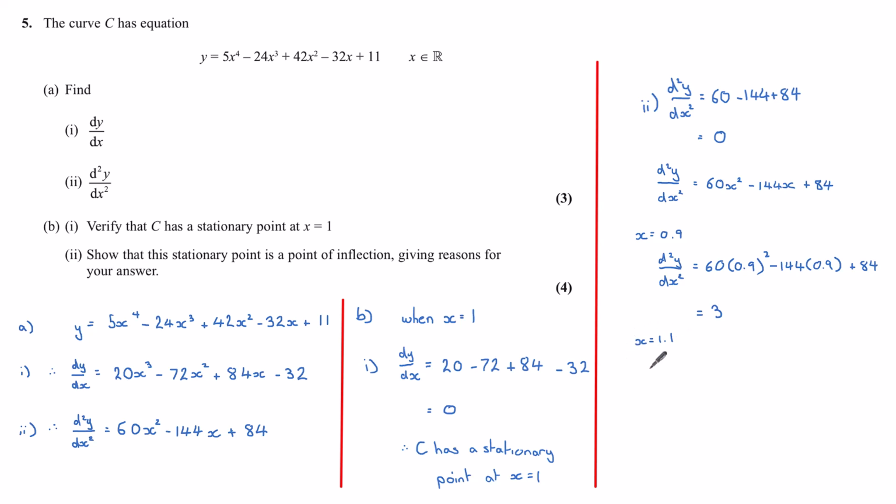So if we substitute x is 1.1 into our second derivative, we get 60 lots of 1.1 squared minus 144 times 1.1 plus 84, which does indeed give us a negative value, which shows the curve to be concave down after our point. Given the 0 value for the second derivative and the concavity change, this means that C is indeed a point of inflection when x is equal to 1.